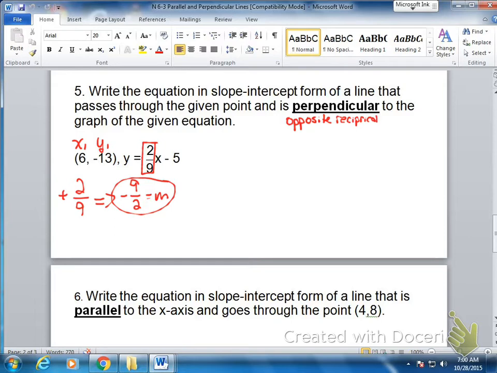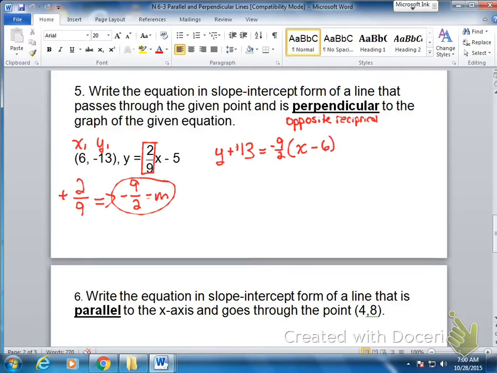So let's fill that out. And you should have it on your notes. If not, we did it on the last video. So we have y minus y1, in our case, is negative 13. We have subtracting a negative, so we're going to go plus 13. Then we have equals our slope, which we found is negative 9/2, times x minus our x1, which in ours is 6. Now, we're not finished.